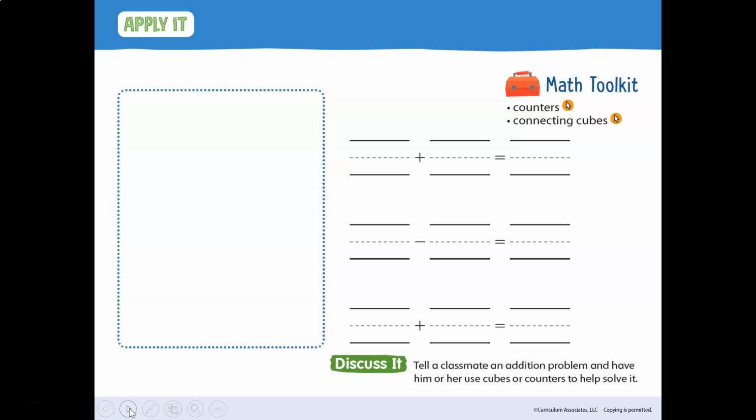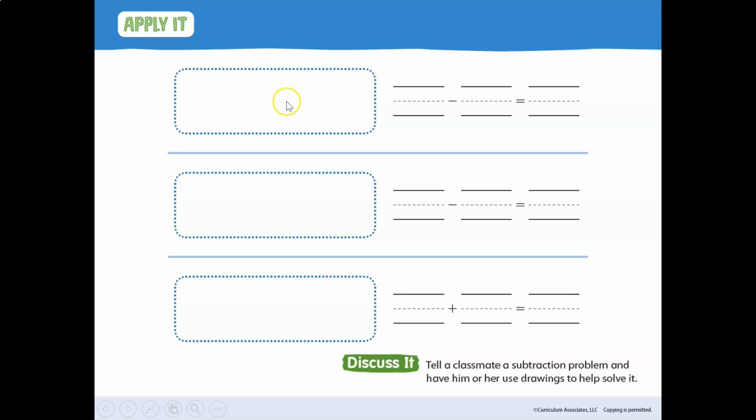Here you need some counters and connecting cubes. Using your counters and connecting cubes like we did before, you're going to tell an addition or a subtraction. Look, is it a plus sign for addition or a minus sign for subtraction? Then you're going to go on to this page where you're going to draw either a subtraction problem or an addition problem, and tell the story problem. Tell someone a subtraction problem and have them draw it to help solve it.